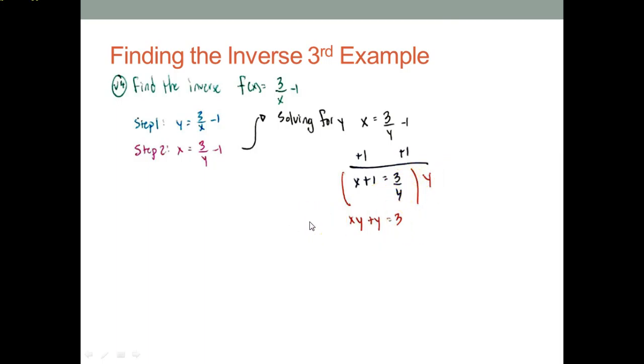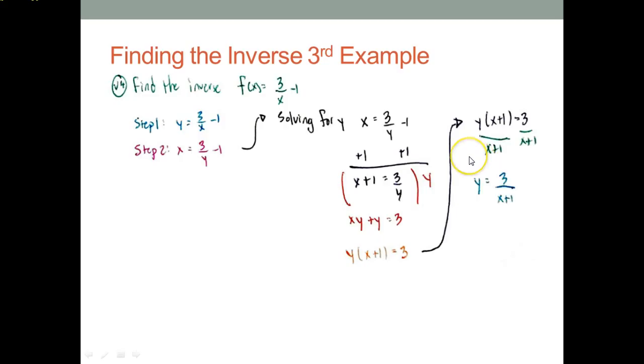This is perfect. And a lot of people get weirded out because they're like, hey, Mr. Hain, seriously, man, now you have 2 y's. Well, that's fine because these terms actually share a y, so I can factor that y out. And I have x plus 1, so I have two quantities times each other, which means I can just divide by x plus 1 and cancel the x plus 1 on the same side as the y. So y is equal to 3 over x plus 1.